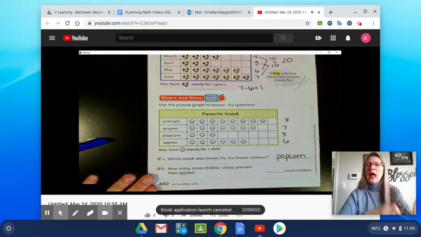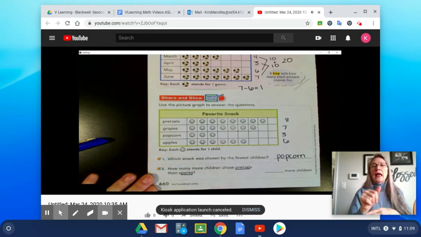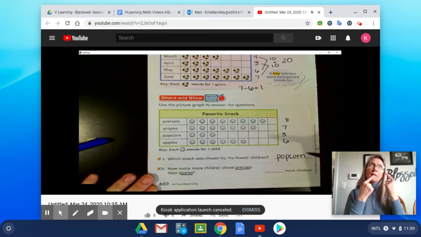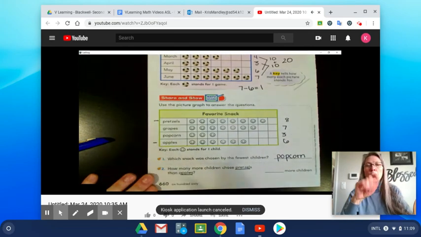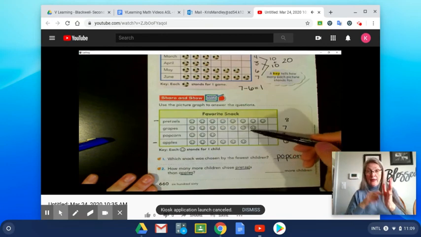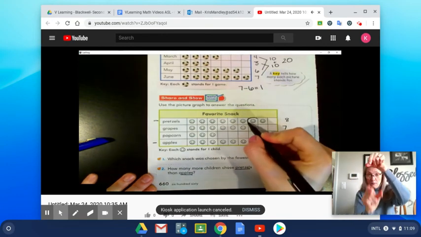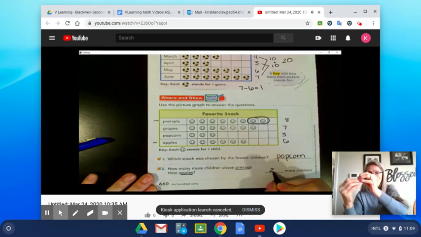How many more children chose pretzels than apples? So I'm going to be comparing my pretzels and my apples. I'm going to be thinking about which one is more and how many more. So I have pretzels here and I have apples here. Noticing that apple stops here, so I should have how many more? 2 more. So 2 more children chose them.